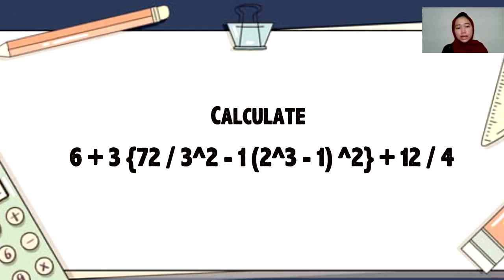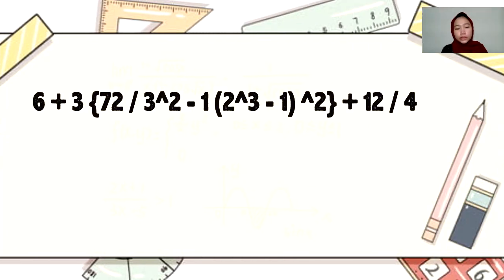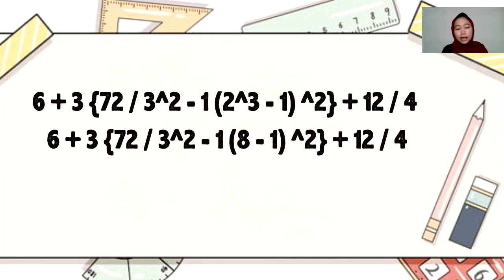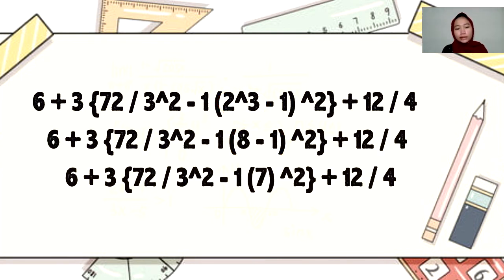Calculate 6 plus 3 times quantity 72 divided by 3 squared minus 1 times 2 cubed minus 1 quantity squared plus 12 divided by 4. Since there are two grouping symbols, I start calculating the innermost grouped expression first. Using PEMDAS for any operations in that parenthesis, I cube the 2 and then I get 8. Next, I subtract 1 from 8 and so I have 7. My series of calculations is evident in the following.